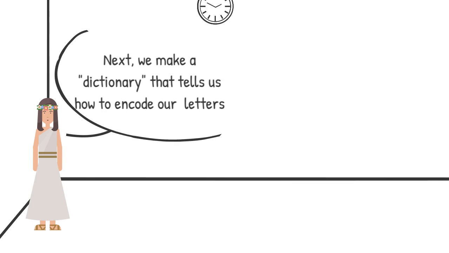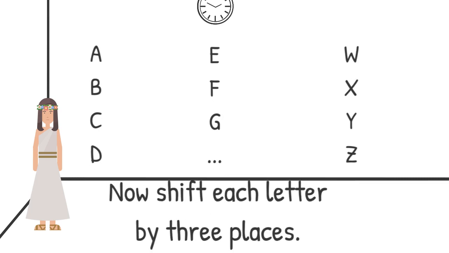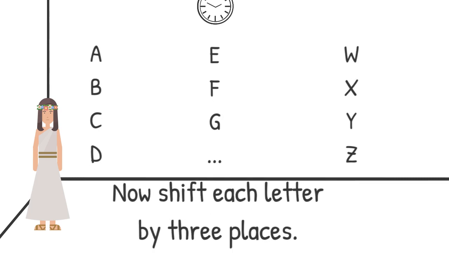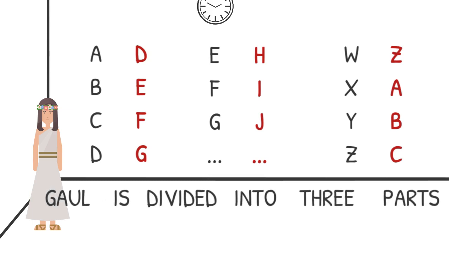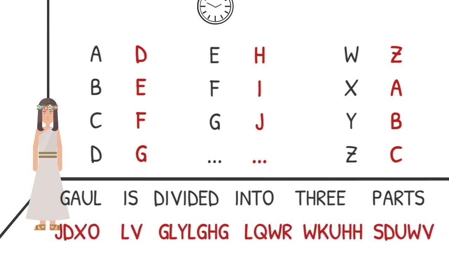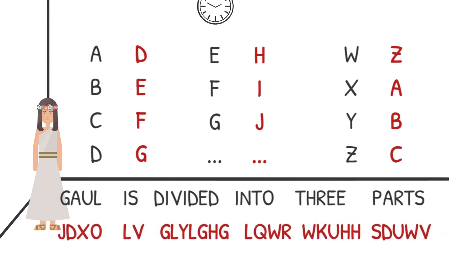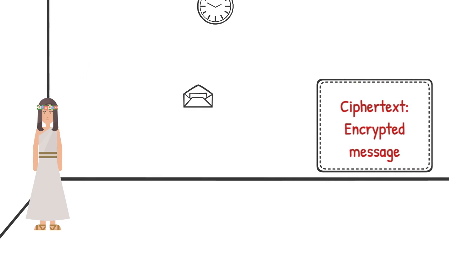We now make a dictionary for encryption. We start by writing down all of the letters. And now, let us shift the letters by 3. So A becomes D and so on. Next we take each letter in our original message and shift them. Watch as we do this. The encrypted message is called the ciphertext.